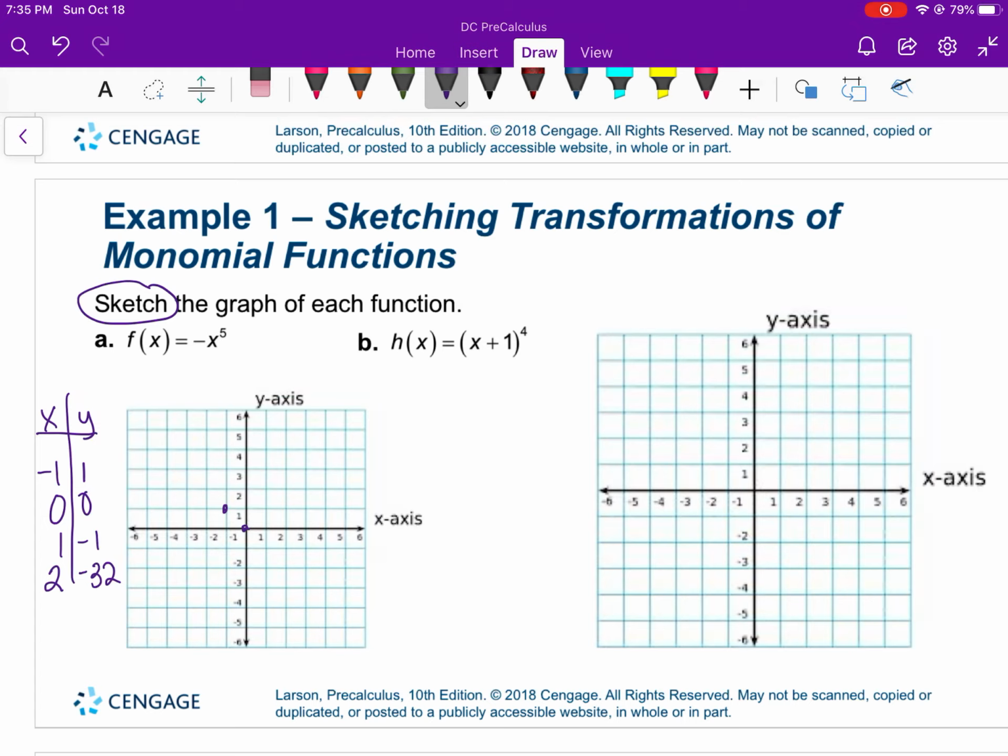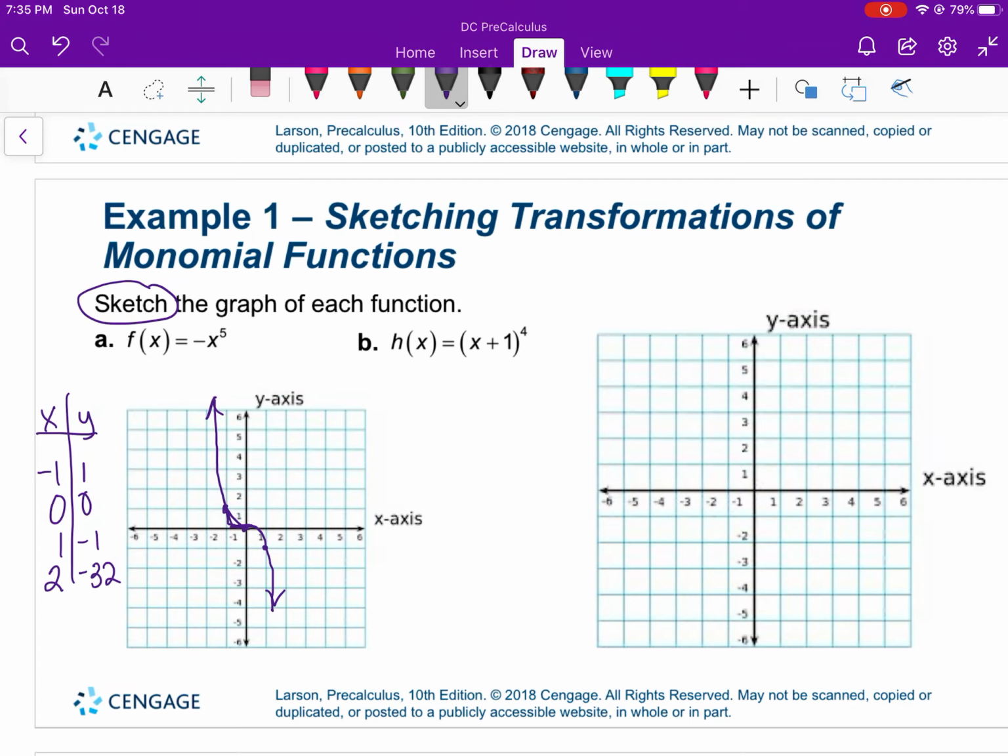So this is like a reflection of x to the third, except when I get close to 0, what I'm going to try to do is flatten that out and then turn it. So you're going to try to flatten it out right there, kind of at 0.